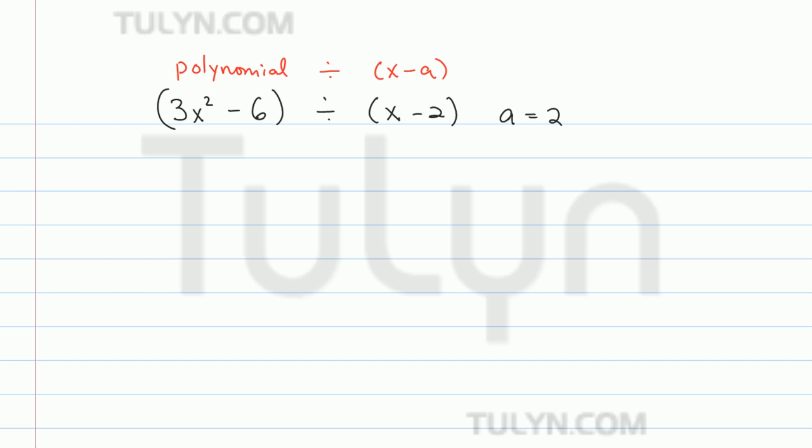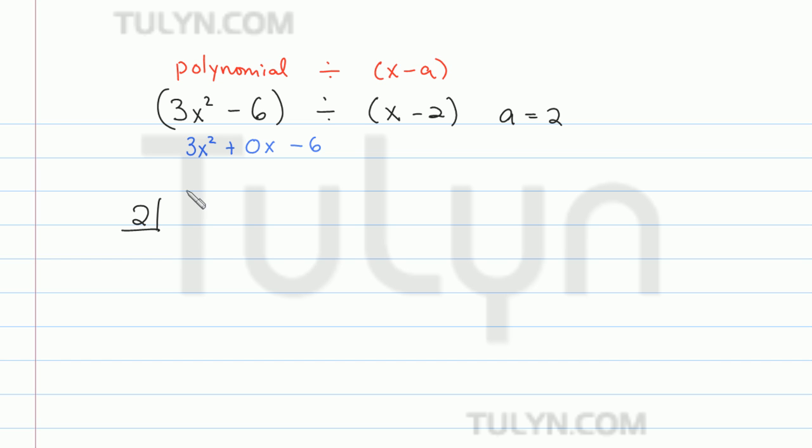So now we have to set up our synthetic division problem. The first thing we do is write this a value on the left, and then we write the coefficients of the polynomial right next to that a value. But notice that there's actually a term for x missing, right? So I want to rewrite this as 3x squared plus 0x minus 6, which I didn't change anything, right? Because 0 times anything is going to be 0.